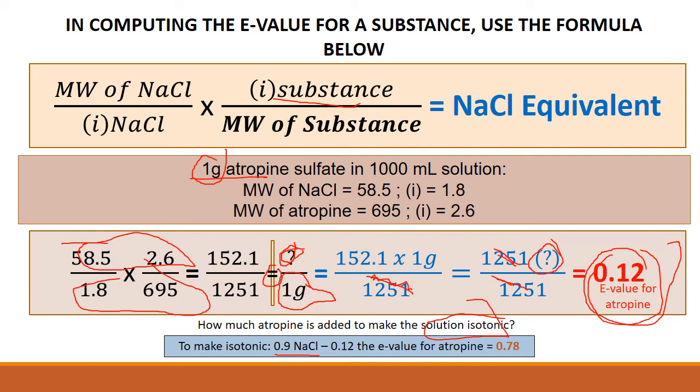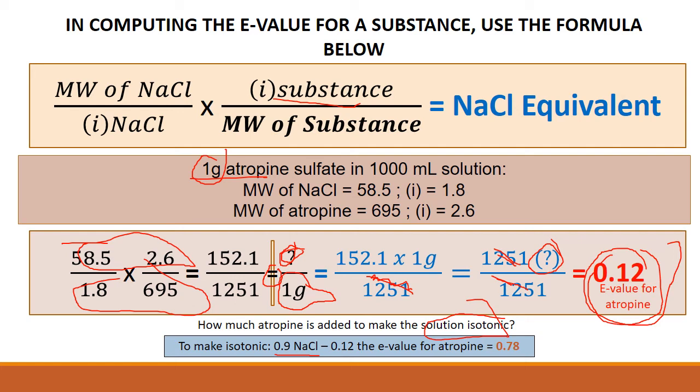So this is the formula. We have the molecular weight of sodium chloride over the dissociation factor of sodium chloride times the dissociation factor of the substance over the molecular weight of the substance. So that is how we are going to get the sodium chloride equivalent. This is important because the solution should be isotonic to be able to function well.